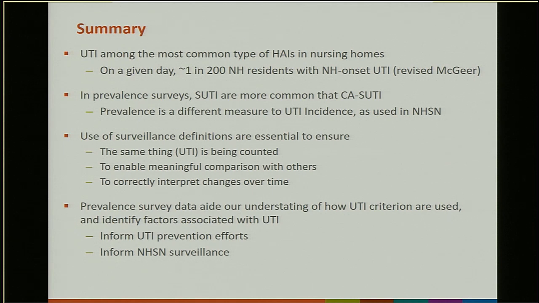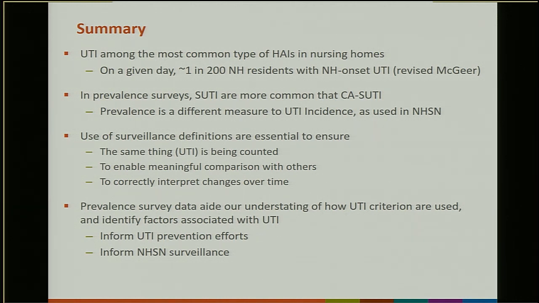In the prevalence survey, we found that symptomatic UTIs were more common than indwelling urinary catheter-associated UTIs. And just as a reminder, the prevalence that's measured from a prevalence survey is different than the UTI incidence that's measured and used within the NHSN. The use of surveillance definitions is really quite essential to this type of work and for NHSN surveillance, to ensure that the same thing is being counted, to enable meaningful comparisons with others, and to correctly interpret changes that may occur over time.